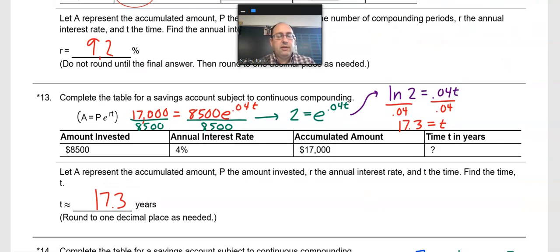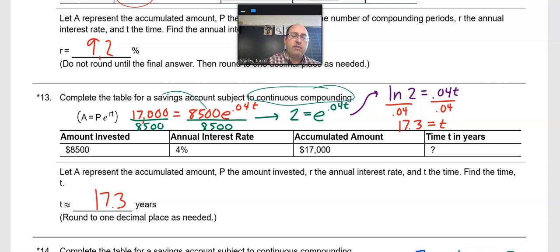Question 13 is a Pert formula because they use the phrase compounded continuously. Okay? So we start out with 8,500. We want to know when it changes to 17,000. Yes, I know that's doubling. We're getting an interest rate of 4%. We don't know how much time it's going to take to do that. So we set up the formula.